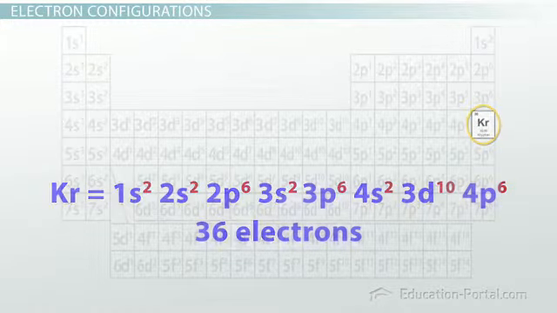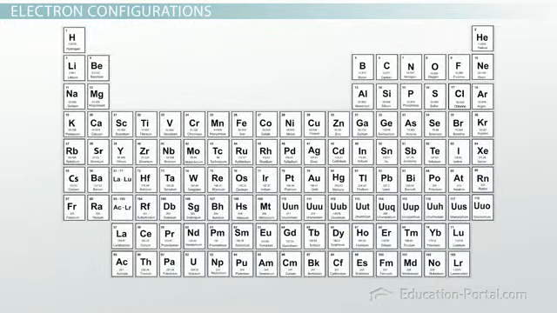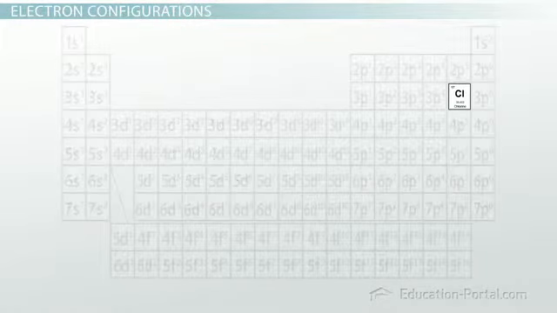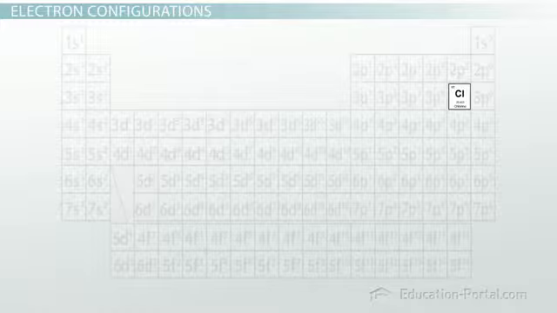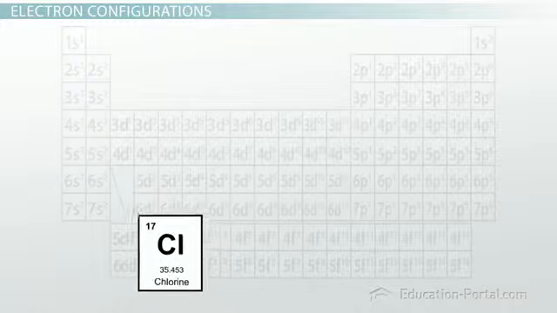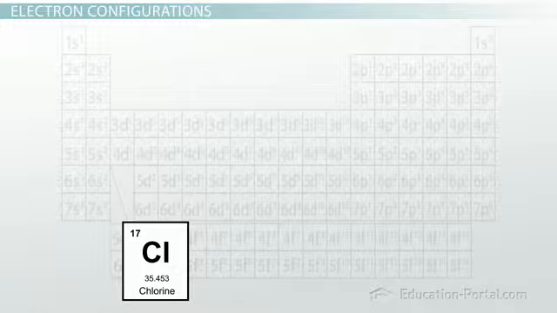Let's try one more example. Find chlorine on the far right side of the periodic table. On this diagram, it is going to be in the 3p5 square. So we know that its electron configuration is going to end in 3p5. Pause the video and try to write out the electron configuration, remembering to start at hydrogen and keep going until you get to 3p5.